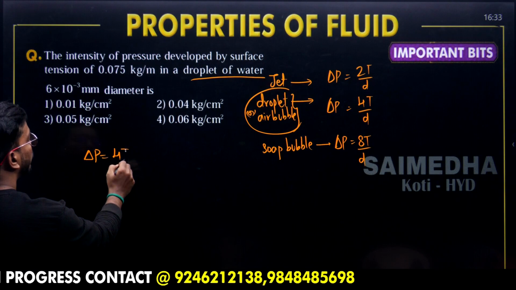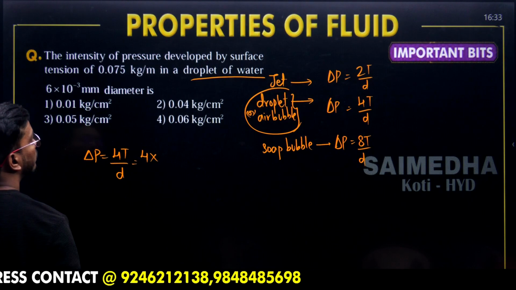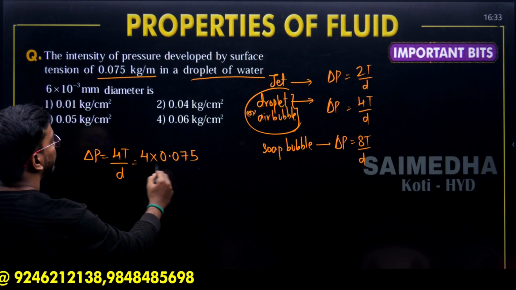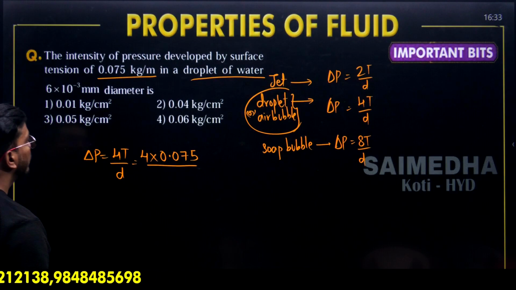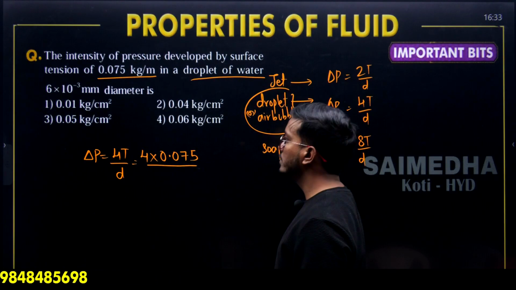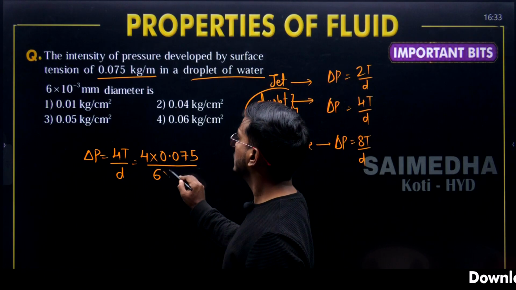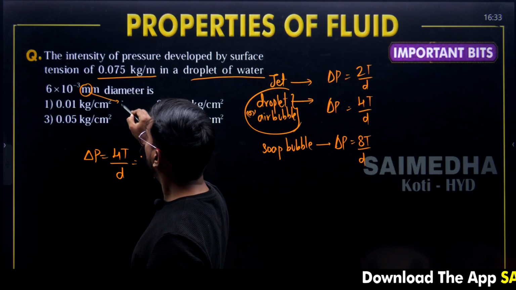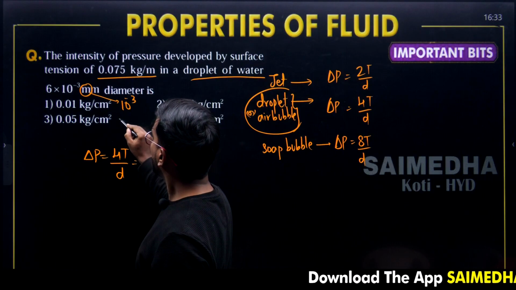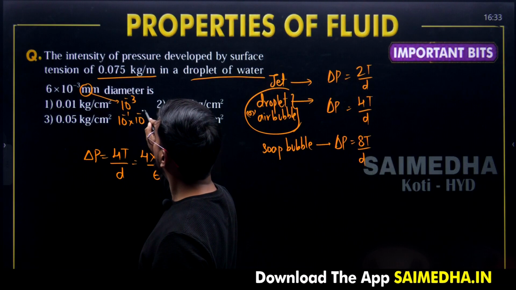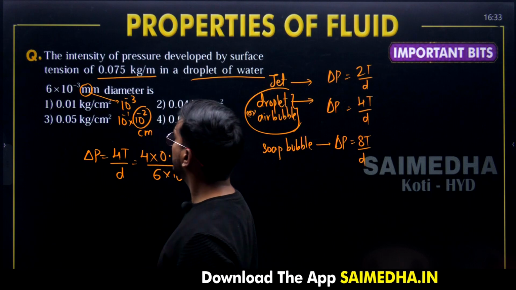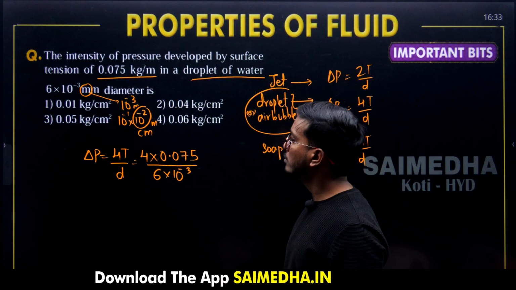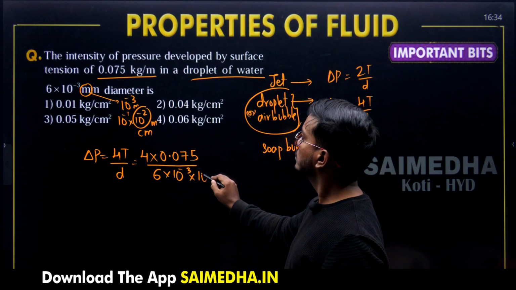So the intensity of pressure is delta P. Delta P is equal to 4T divided by D, 4 into surface tension. What is the surface tension given in the question? 0.075 divided by diameter. Diameter is given in mm and the answer we require is in terms of centimeter. So here we can write 6 into 10 to the power of minus 3. This m is milli, so we have 10 to the power of minus 3. We can write it as 10 to the power of minus 1 into 10 to the power of minus 2. This 10 power minus 2 is called centi, centimeter. So the correct answer is going to become what now? Into 10 to the power of minus 1.